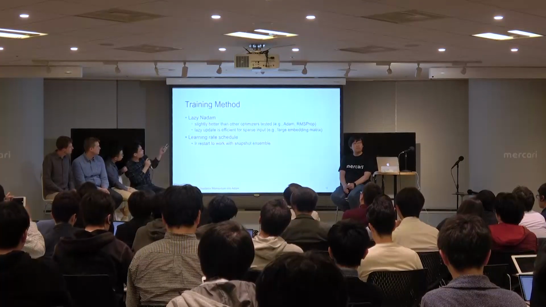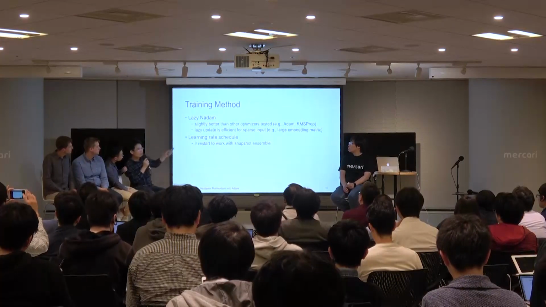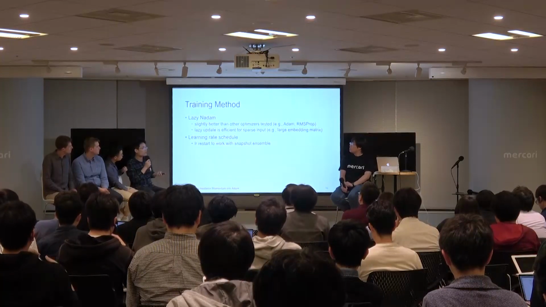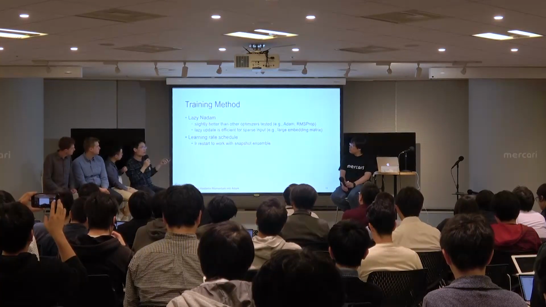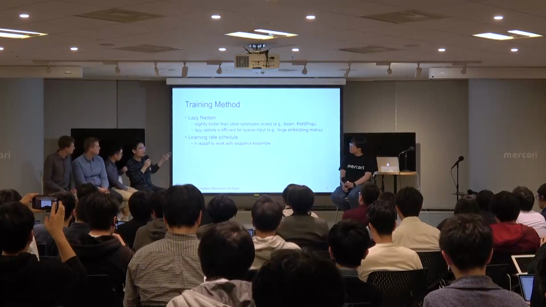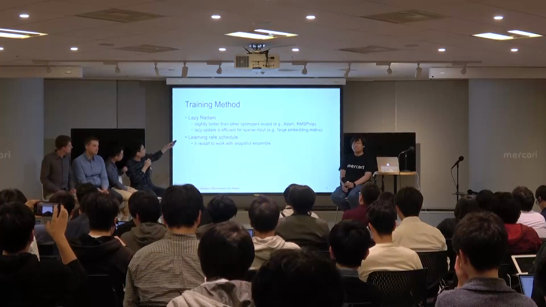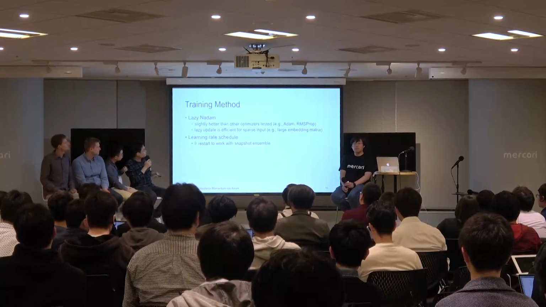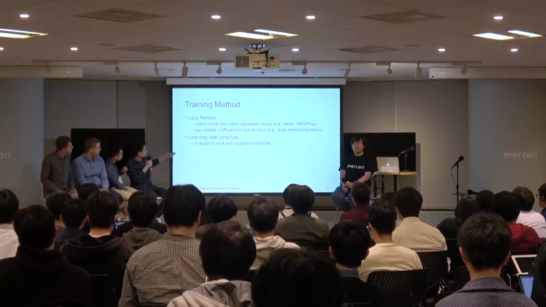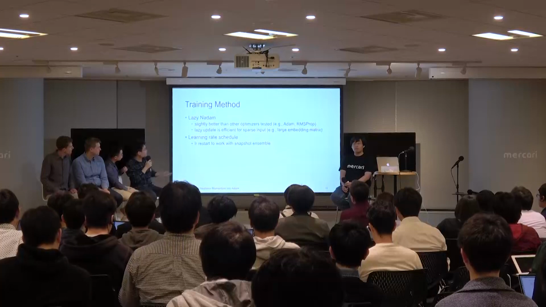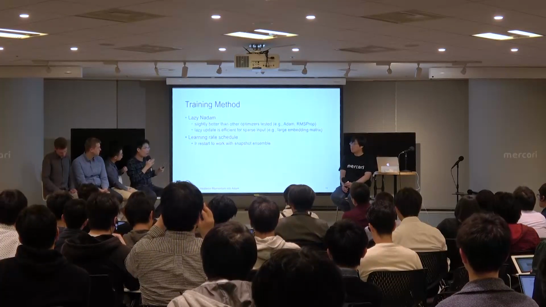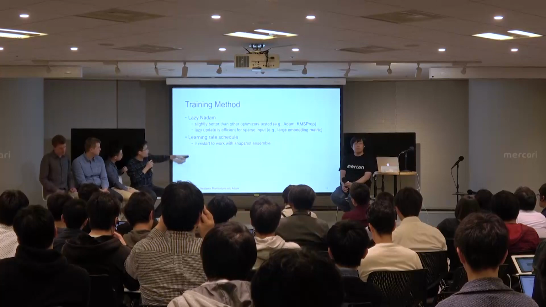For the training method, I use Lazy NADAM. Lazy is very suitable for sparse gradients. TensorFlow has Lazy Adam and other optimizers, but I implemented it myself to improve the speed. And for the learning rate schedule, I use a very abnormal learning rate. It restarts.